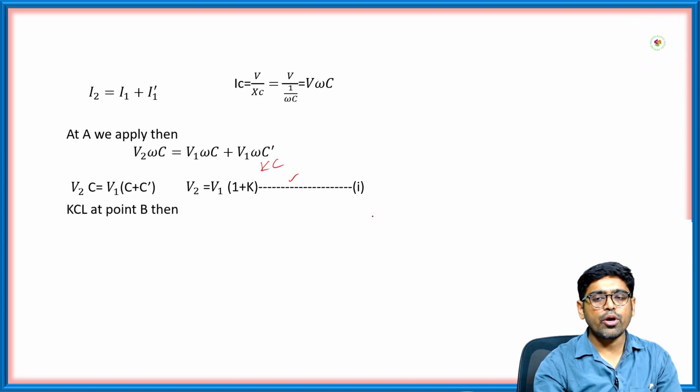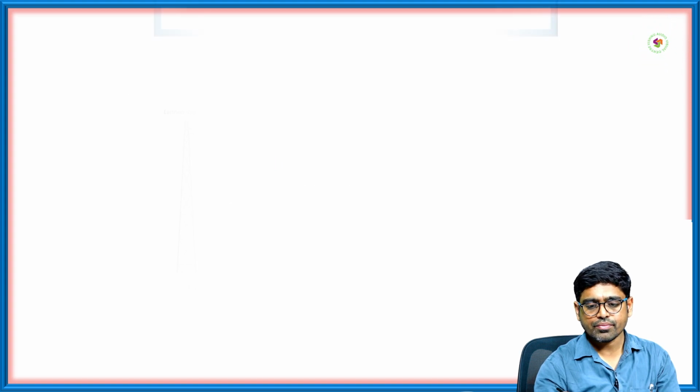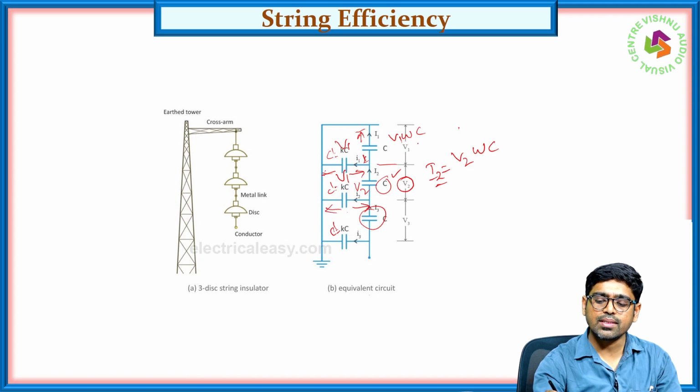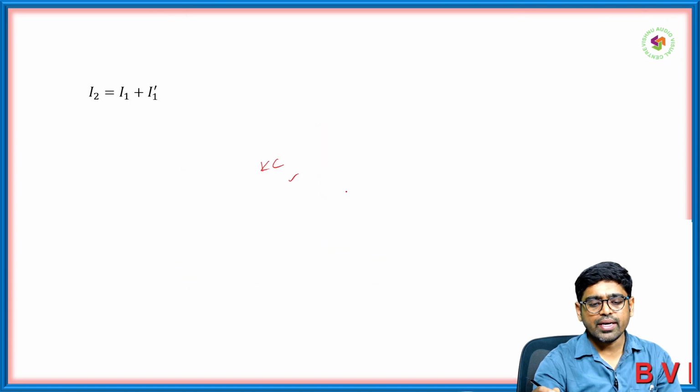Next, if you apply KCL at point B, then I3 equal to I2 plus I2 dash. I3 is nothing but this particular current, V3 into omega C, this capital I3. And this small I2 dash, you have to apply the voltage. Here the voltage across this one is V1, and the voltage across this one is V2. If you apply the loop analysis, then V1 plus V2 is nothing but the voltage across this current I2 dash. So that we need to write here.